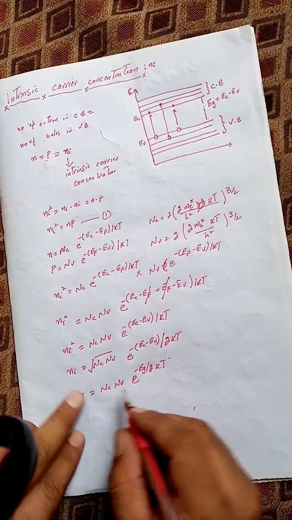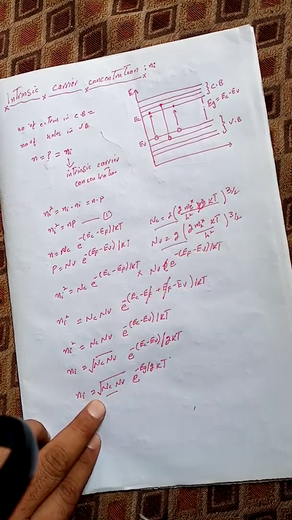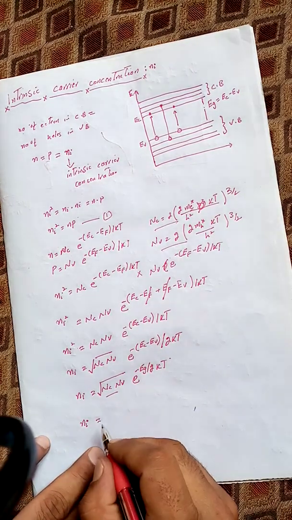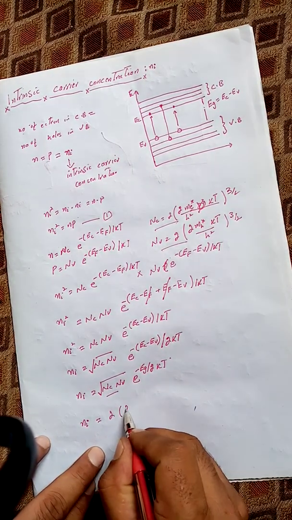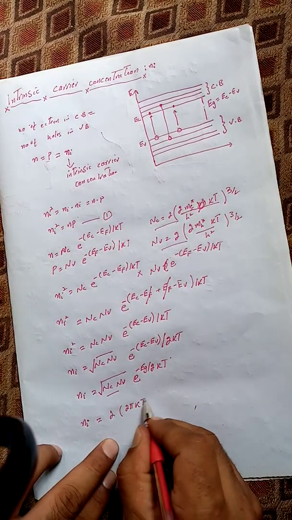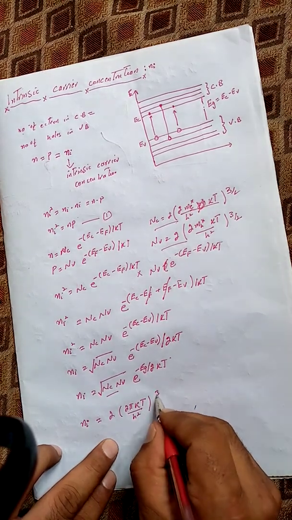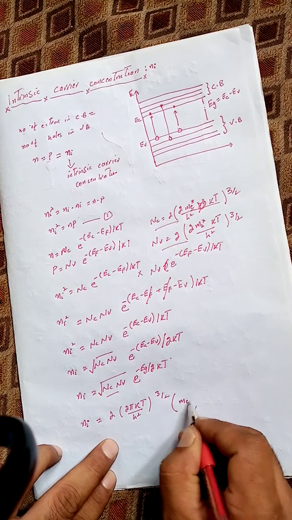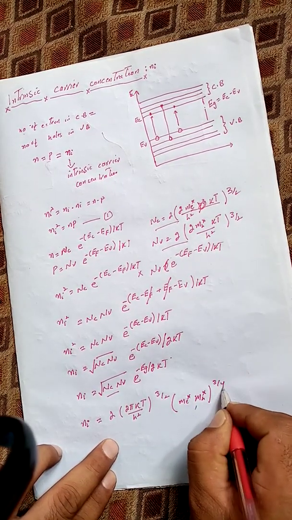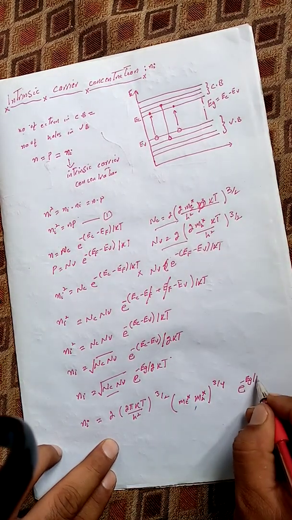Now using the values of Nc and Nv in this expression, and rearranging, we finally get the final expression: Ni is equal to 2 times 2 pi kT over h square whole 3 by 2, and we have me star mh star whole 3 by 4, and we have e raised to the power minus Eg over 2kT.